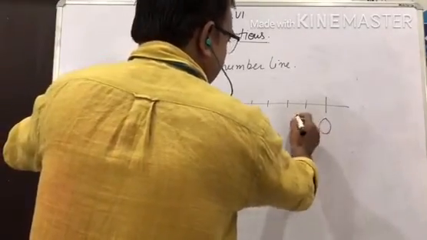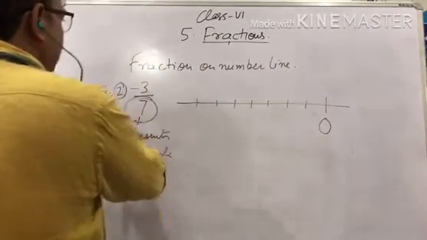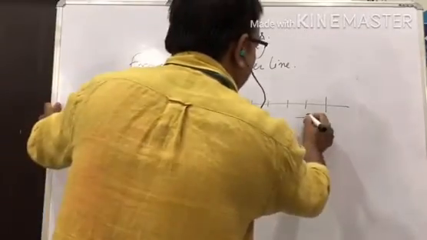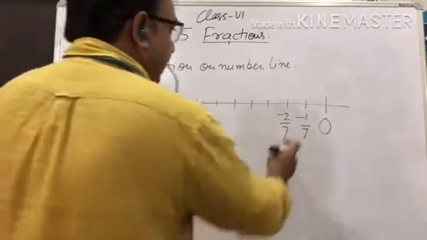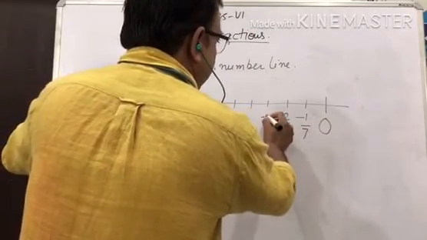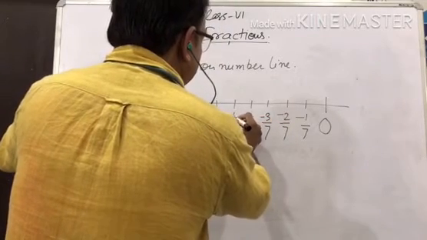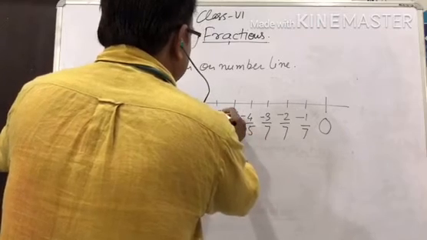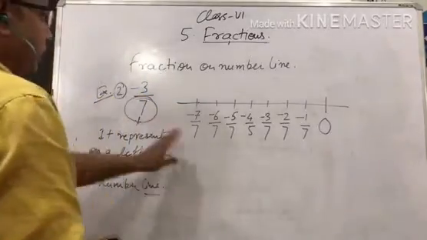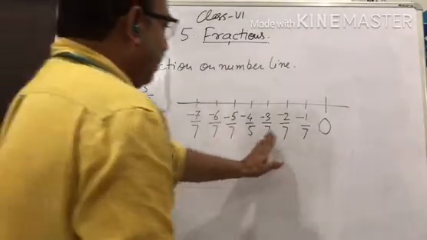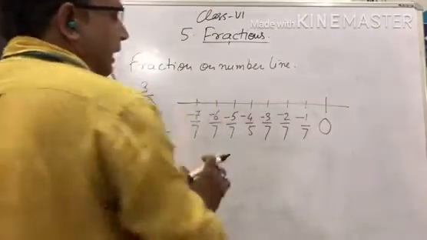Now I write all the numbers, then I will show this number. First is minus 1 upon 7, second is minus 2 upon 7, third is minus 3 upon 7, minus 4 upon 7, minus 5 upon 7, minus 6 upon 7, minus 7 upon 7. Now there are 7 equal divisions, and the gap between each of them is the same.